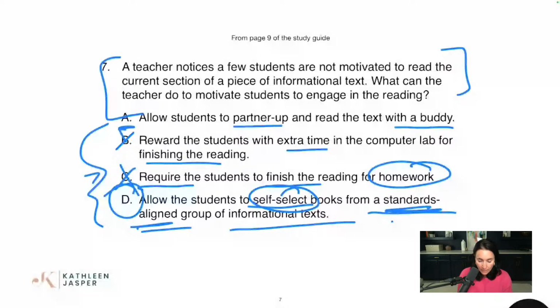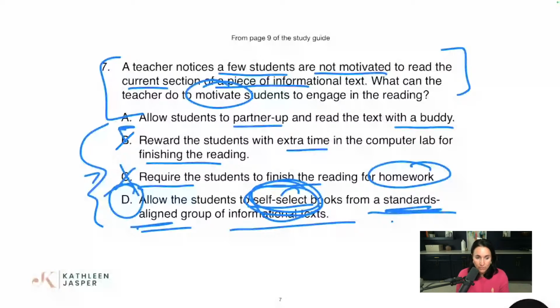Now, you may say, well, A is good, partner up. Let's read the question. A teacher notices a few students who are not motivated to read the current section of a piece of informational text. What can the teacher do to motivate students? And you might say, well, partner reading would motivate. They like group work, not as much as self-selecting books. This equals autonomy. This means choice. This means I get to read what I want, and that's a motivating factor, all right?